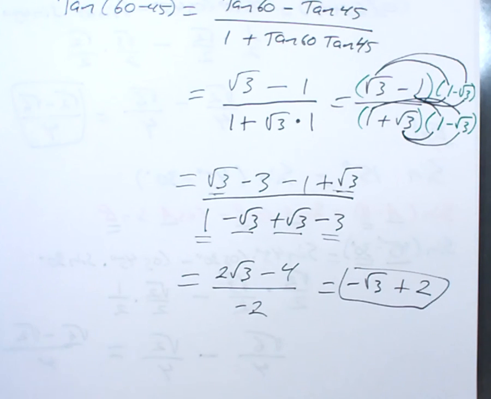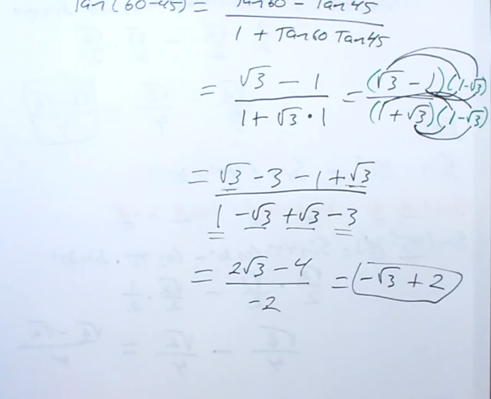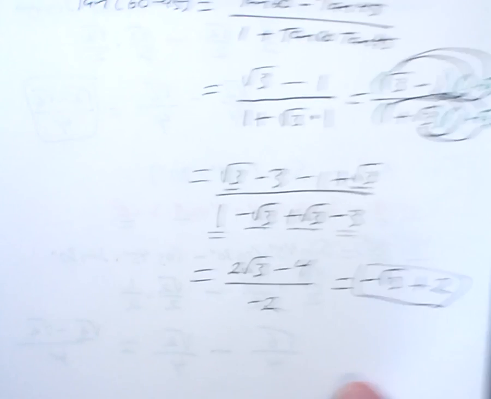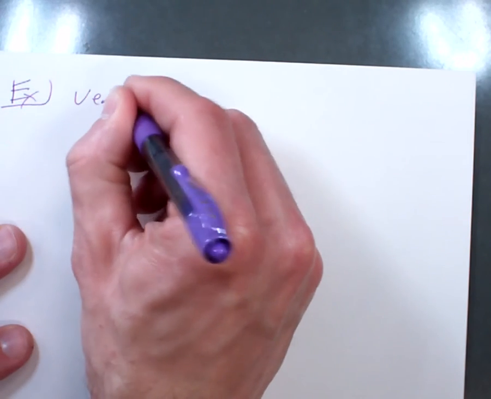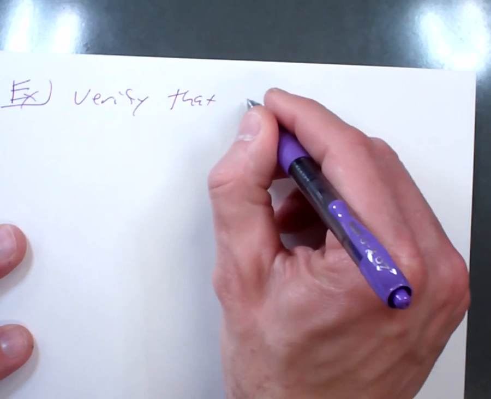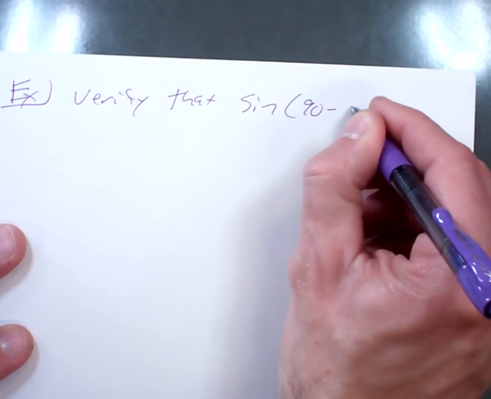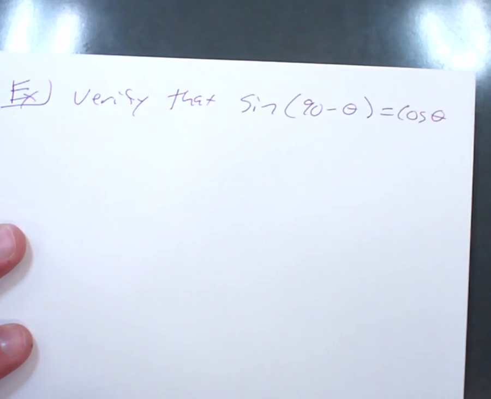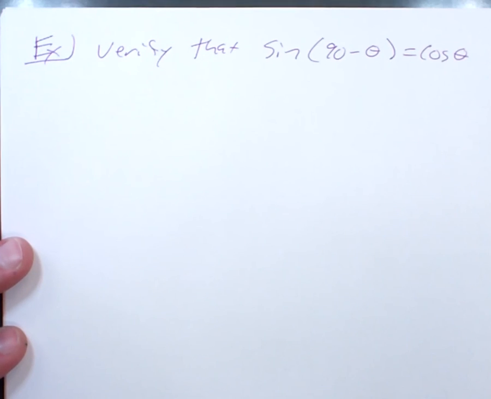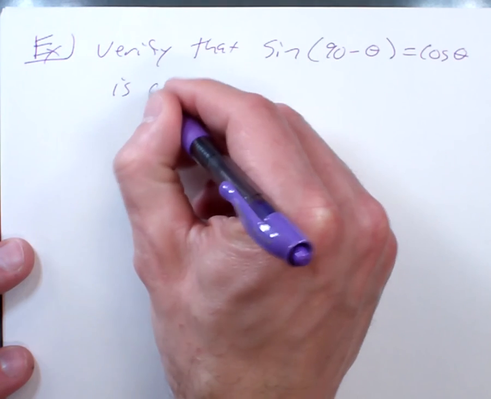So. One more thing in terms of using these sum and difference identities. We just spent how many days verifying identities, right? We can use these to do the same thing, okay? But to be honest with you, I think these are easier to verify. Let's say we want to verify that the sine of 90 minus theta is equal to cosine theta. Is an identity.